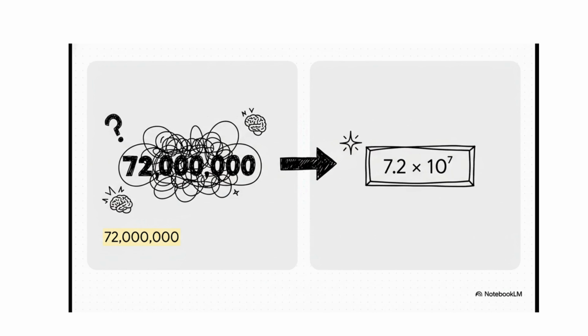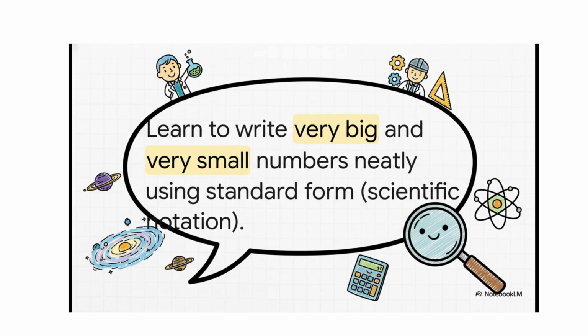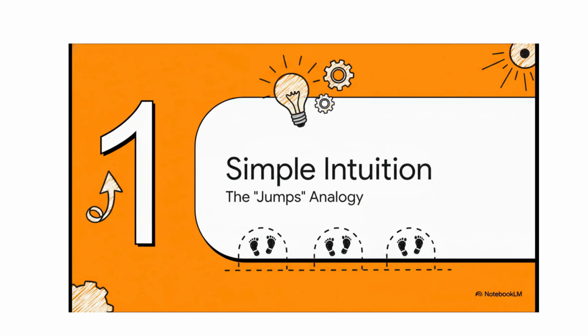That thing on the right, that's called standard form, or you might hear it called scientific notation. And that is our secret weapon for today. So yeah, that's what this is all about. We're going to break down the simple trick that scientists use to measure galaxies and that engineers use to build microchips. Let's dive in.